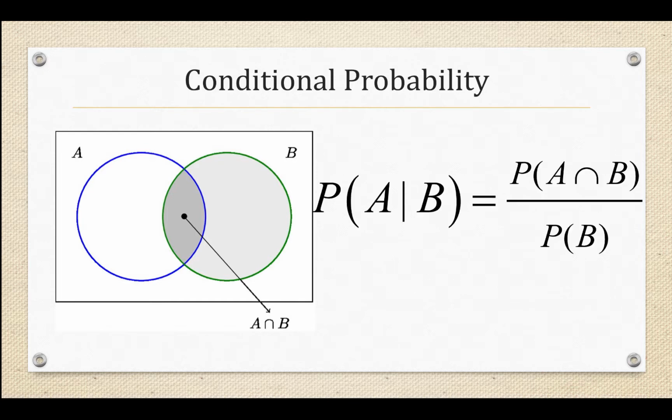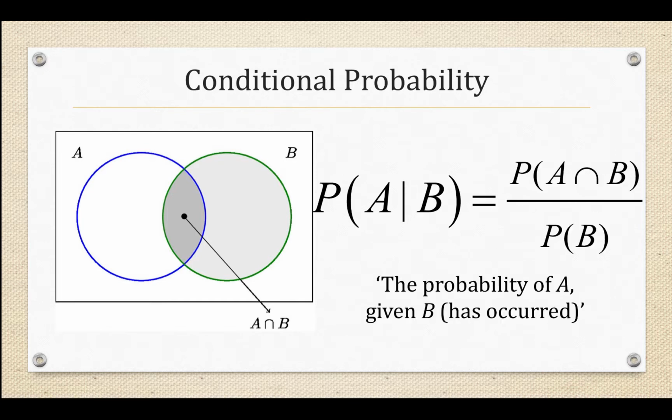Now, if we are looking at the probability of A given B, which is what this notation represents, then what it's saying is the probability of A given that B has occurred. So we know for certain that the event has happened within this green circle.